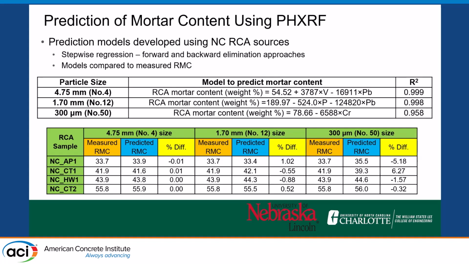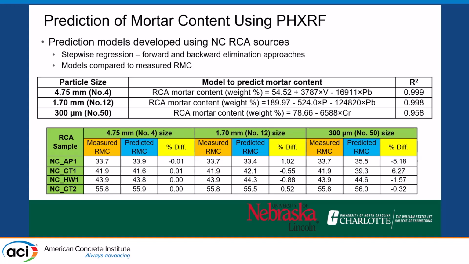And as you can tell, our R-squared values were close to 1. For each of those sizes, it tended to be some different variables, whether it was vanadium, phosphorus, lead, chromium. We were pretty darn close. And you can see our percent differences for each of the size fractions, the measured versus predicted, using those different equations. And so we demonstrated to ourselves that for each of those sizes, you could use certain elements coming out of that XRF gun to predict your residual mortar content.